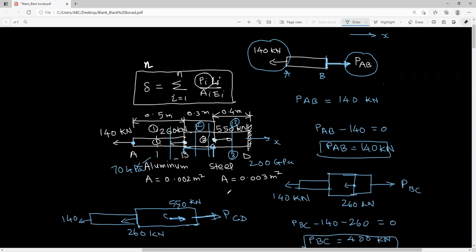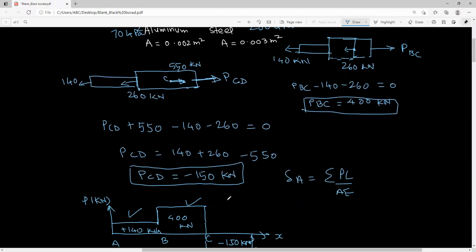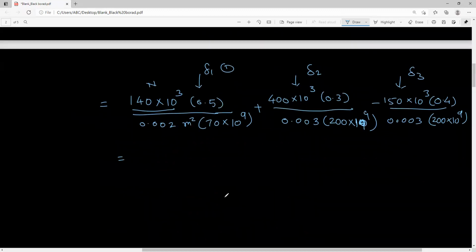So please understand, though there are two steps, the bar is composed of two different parts, aluminum and steel, but because of the loading conditions, we have to take three different parts and we have to split the bar in calculating our deflections. So this is very, very important.